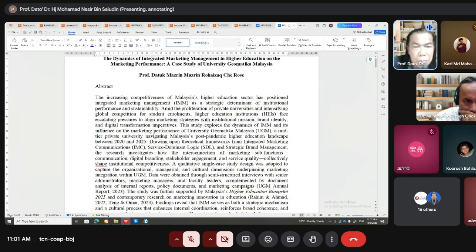The increasing competitiveness of Malaysia's higher education sector has positioned integrated marketing management (IMM) as a strategic determinant of institutional performance and sustainability. I mean, the growth of the private universities and the intensifying global competition for student enrollment, that is related to you also as a student. Higher education institutions face escalating pressure to align marketing strategy with institutional mission, brand identity, and digital transformation imperatives. This study explores the dynamics of integrated marketing management in its influence on marketing performance of University Geomatica Malaysia.